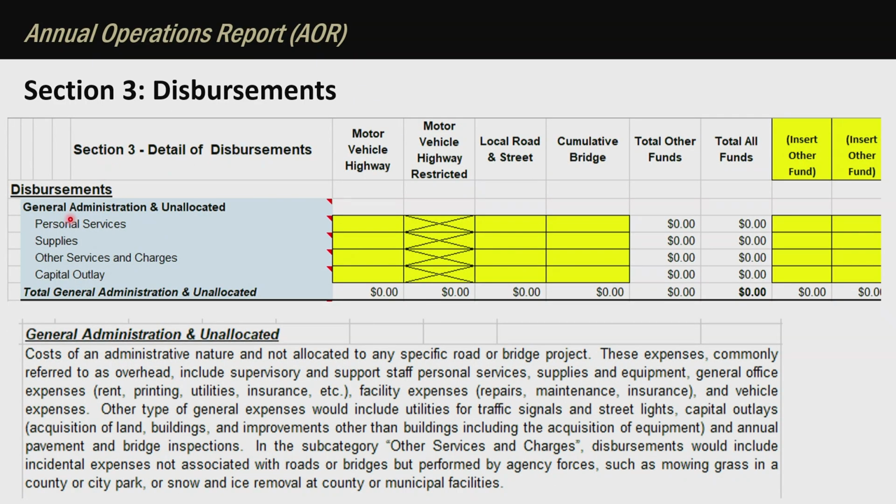The general administration and unallocated, I think it says it right here, is the cost of administrative nature not allocated to any specific road or bridge project. So these expenses are commonly referred to as overhead. They include supervisory or support staff, personal services, supplies and equipment, general office expenses, rent, printing, utilities, insurance, facility expenses, and it goes on and on there on what's in there. But basically it's the overhead that the highway and street departments have to maintain their program.